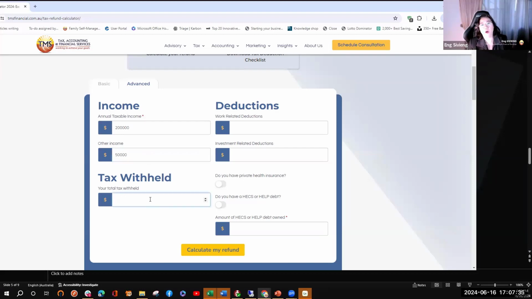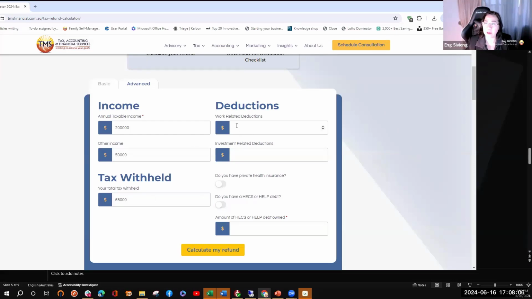The tax withheld is from the employment. If you don't know all these figures, you can also look in your MyGov. It will give you the year-to-date gross income figures and the tax figures. If we are your tax agents, we can access the tax portal and see that as well, and so we can provide that to you. Let's say the tax withheld is 65,000.